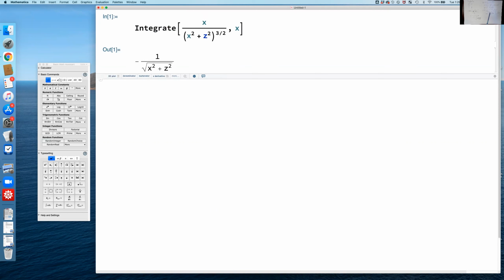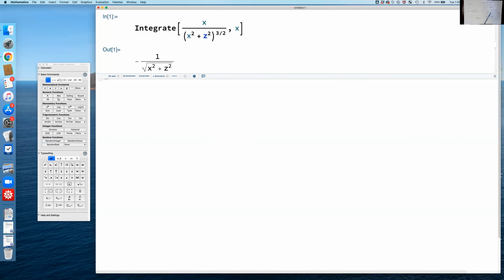All right, this is what it is. I'm going to copy that over. Lambda over 4 pi epsilon naught minus x hat. Now I have minus, another minus, so it's going to become plus 1 over root of x squared plus z squared, evaluated at 0 and L.